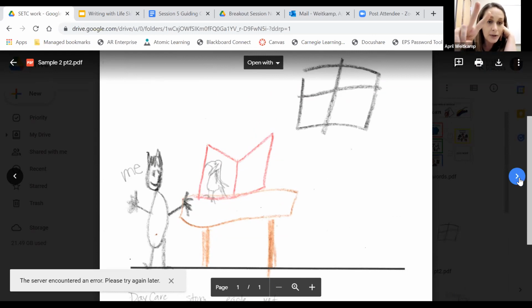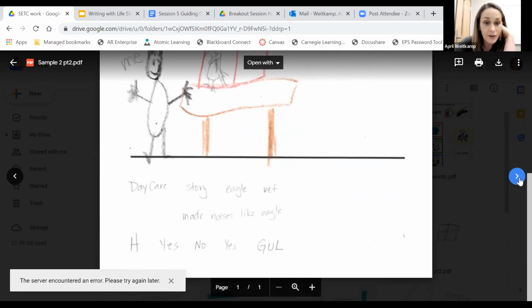You always label it "me" with a pencil. We try and show the emotion in a color because it highlights the feeling. And then we draw what they were doing in the book. And then for this guy, it's interesting because he used some different things. I didn't build a whole sentence because at this point he wasn't ready for me to go that far with him. So I wrote daycare story, eagle, vet.